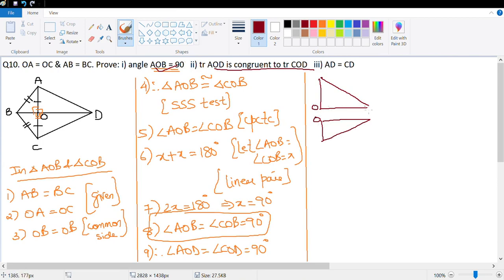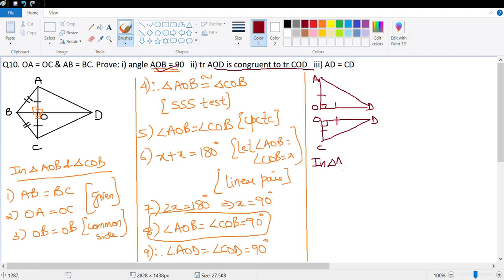So this is O, D, A, and this is C. So we've got OD and OD equal, which is common. AO and OC are equal, given. And angle O and angle O are 90 degrees. So by side angle side, we should be able to prove these two triangles congruent.